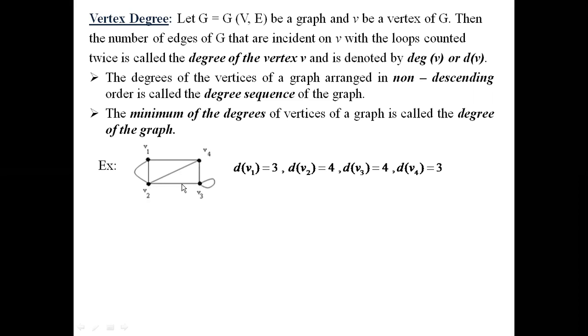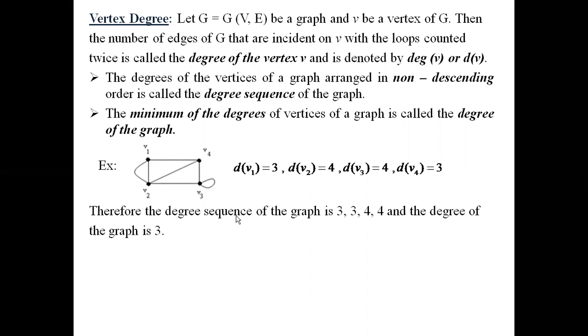There are 2 edges incident on the vertex V3 and there is a loop. Whenever we are counting a loop, it is counted as twice. So the degree is counted 2 times. So this gives us degree of V3 is equal to 4. Then degree of the vertex V4 is 3 because there are 3 edges incident on the vertex V4.